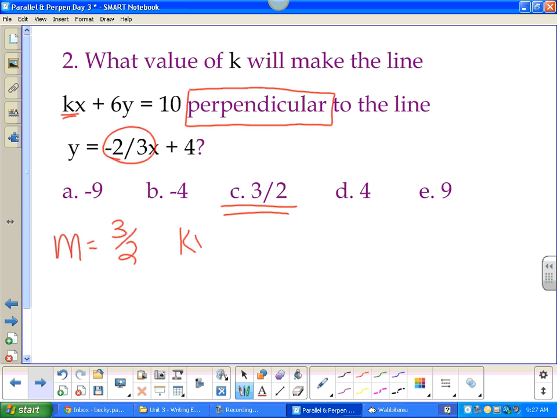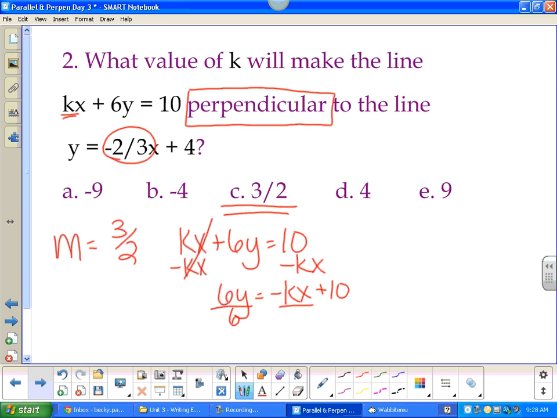What I need to do is take this guy and solve him for y. So I'm going to subtract my kx. 6y = -kx + 10, and then divide by 6. So here is his slope. This is what I want. What can I put right in here for k so that when I put a negative on it and I divide it by 6, I get a positive 3 over 2?